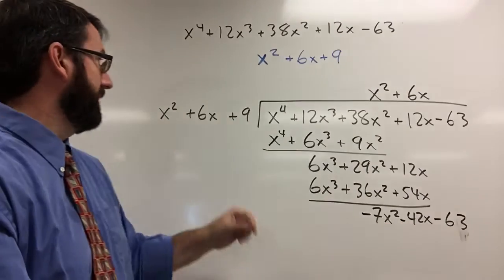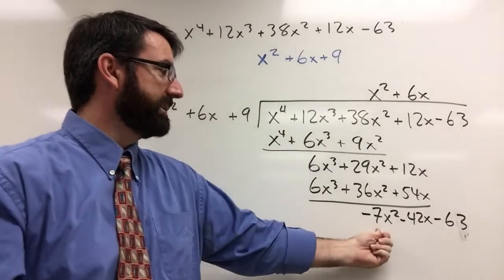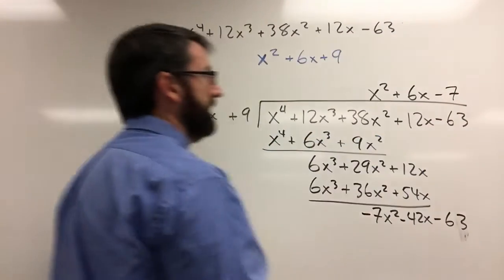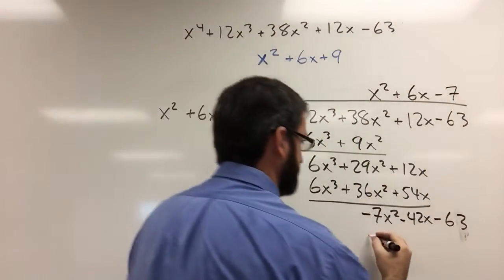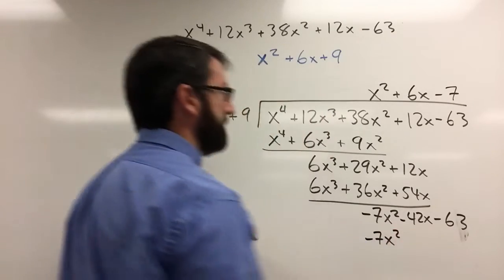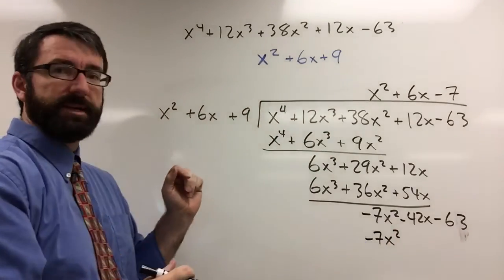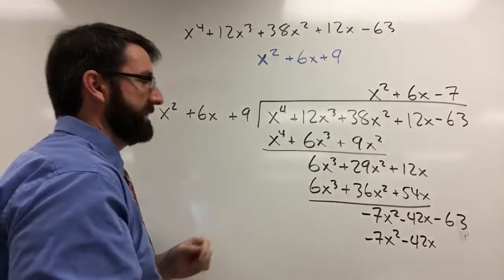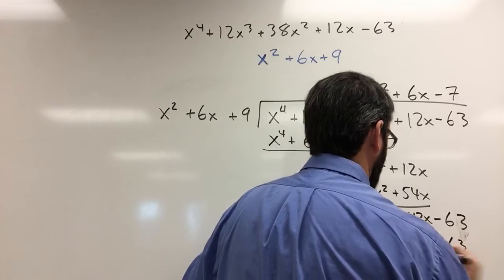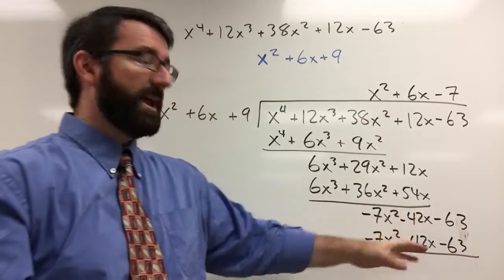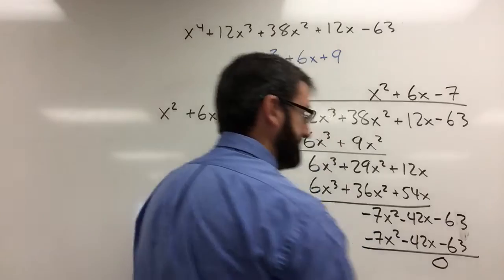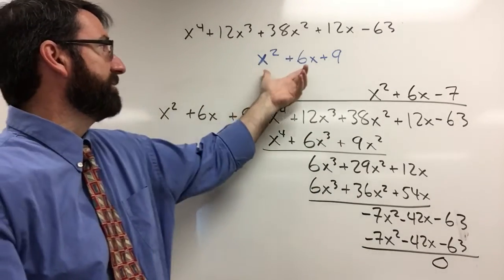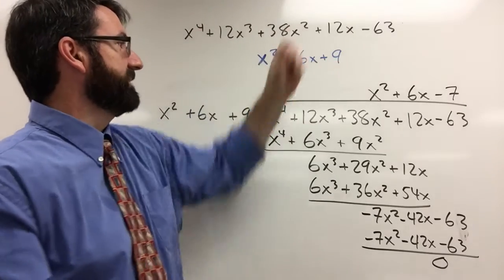And now, what do we have to multiply x squared by to get negative 7x squared? Well, it's going to be negative 7. Negative 7 times x squared is negative 7x squared. Negative 7 times 6x is negative 42x. And negative 7 times 9 is negative 63. And so these are all the same. If we subtract them, we're just going to get a remainder of 0, which is what we wanted and what we expected, because we were told from the beginning that this is a factor of this.